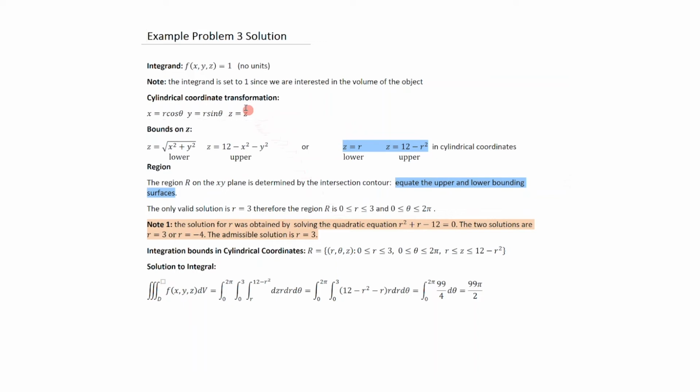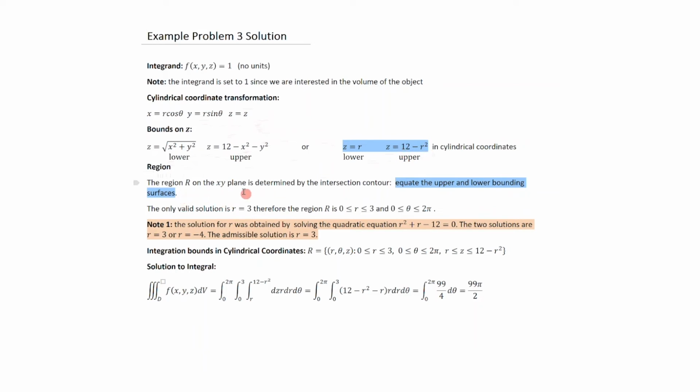Bounds on z we have already established. In Cartesian coordinates, the lower bound was square root of x squared plus y squared, which was the cone. The upper was 12 minus x squared minus y squared, which was the paraboloid. And if we convert these into the cylindrical coordinate system using these transformations, the first one becomes z equals r, and the second one becomes z equals 12 minus r squared. So these are the upper and lower surface in cylindrical coordinates.